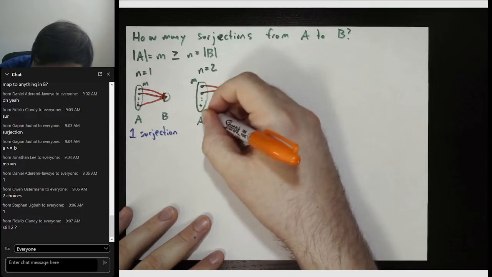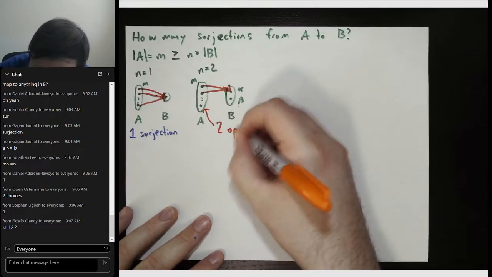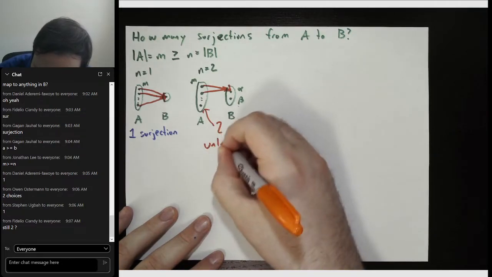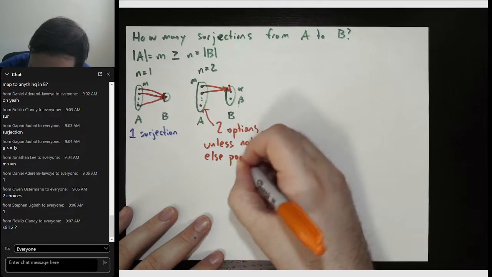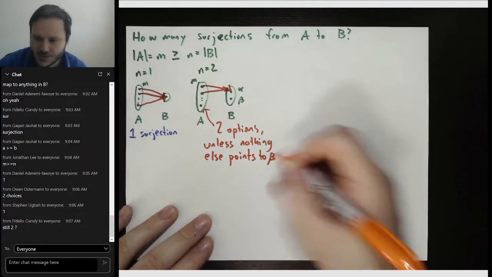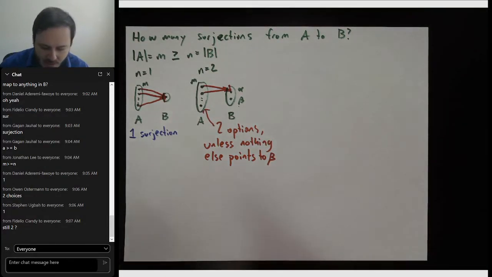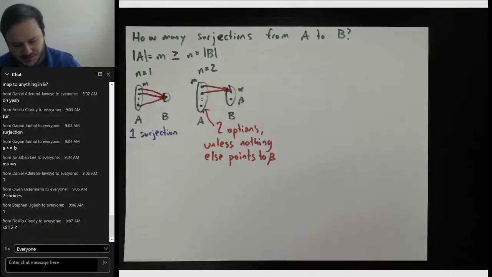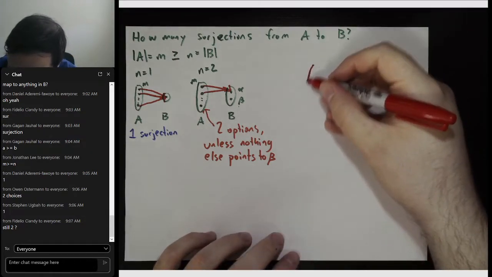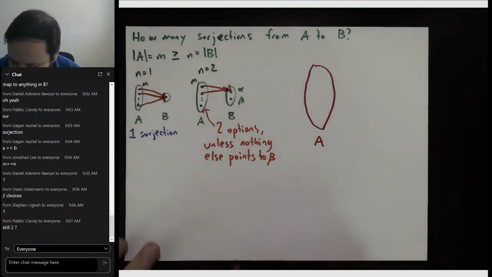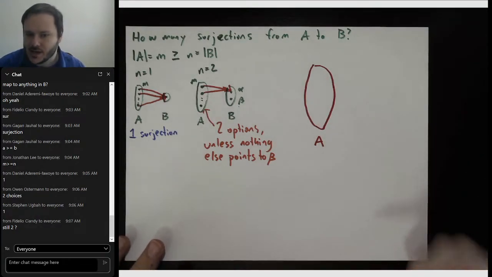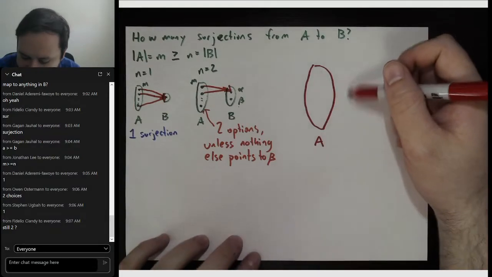This is two options unless nothing else points to beta. Then it's only one option. And so we actually need a different way of thinking about this. And here's the way we're going to do it. Here's A. Here's all my elements over here. What I need to do is break A up into n different parts.